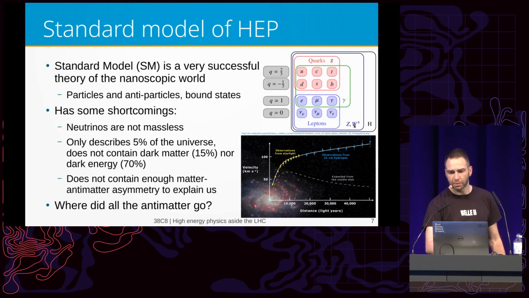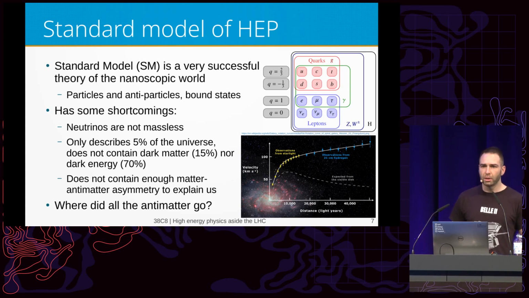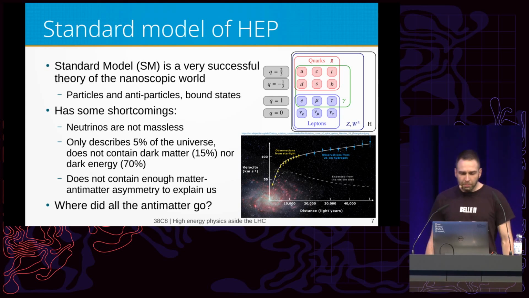These are the carriers of the electroweak force, and then the Higgs boson that essentially gives mass to these particles, and was found 12 years ago. But we by now know that the standard model has some shortcomings. First of all, we know that neutrinos are not massless, although in the standard model they really should be. So where do these masses come from? This already indicates that the standard model cannot be all that there is.